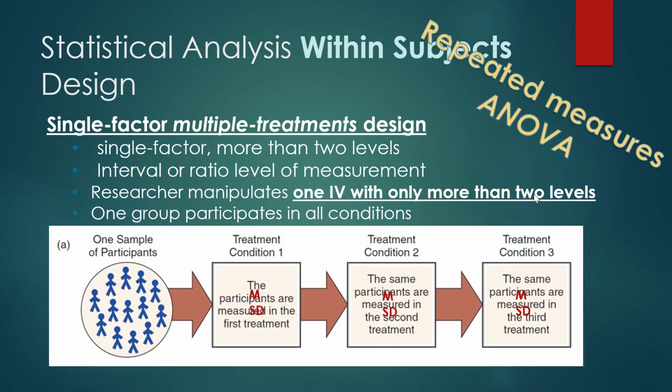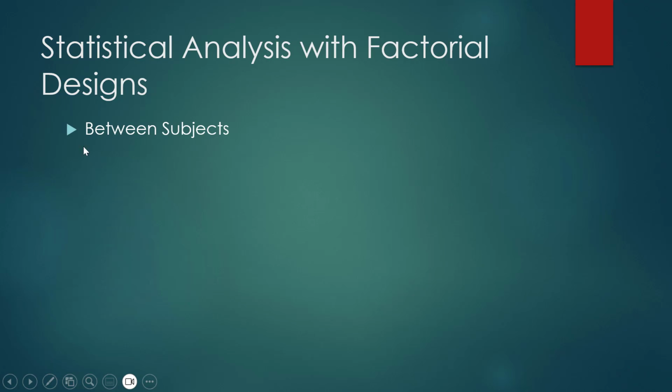ANOVA is used when you have more than 2 means to compare. We're using a repeated measures ANOVA because the participants repeat the treatment condition and participate in all 3 levels. Hopefully you can distinguish that from an independent measures ANOVA, where the groups of participants are separate and independent. Now we're going to talk about factorial designs.